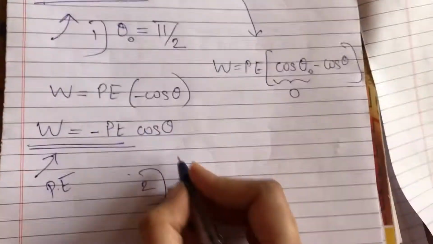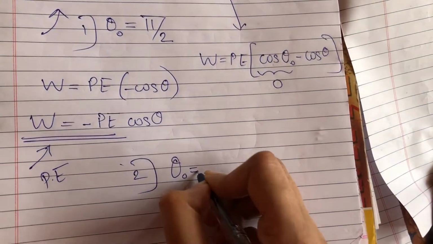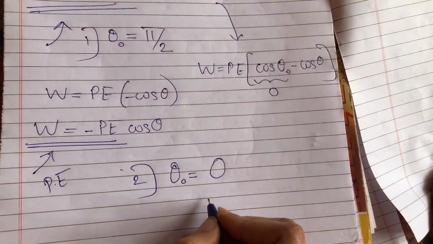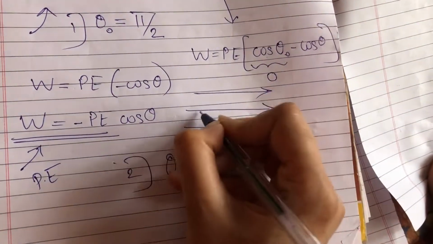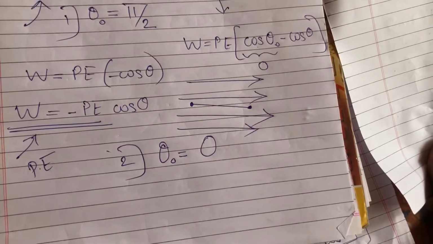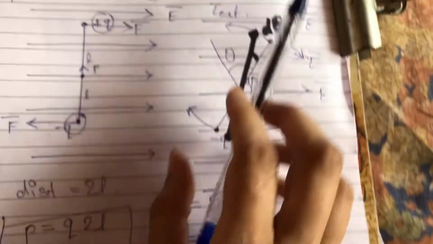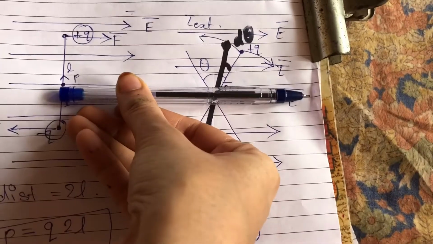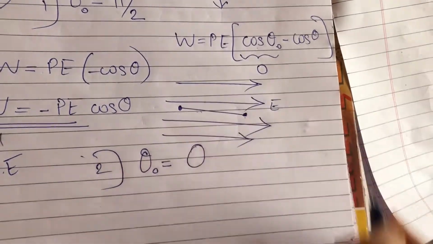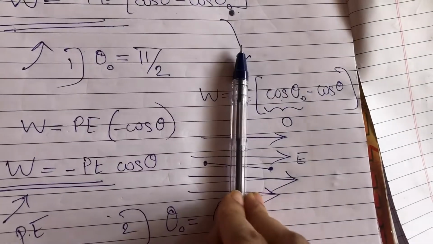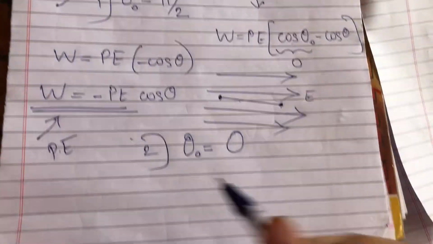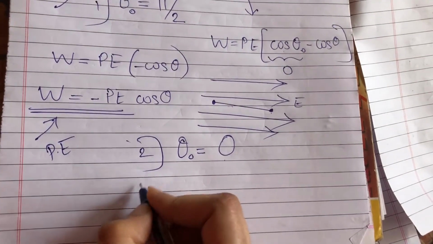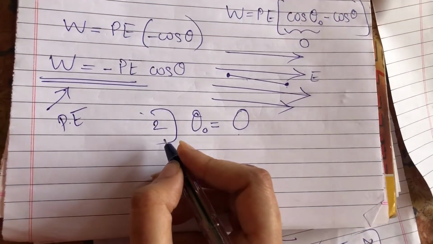Second case, if theta naught is 0, means this is the electric field and your dipole is in this direction. So what is this angle theta naught? This dipole is in this direction. So theta naught is 0, means your dipole is parallel to electric field. In the earlier case, your dipole is like this, means your dipole is perpendicular to electric field. In this case, your dipole is parallel to the electric field. Then what will be the potential energy?